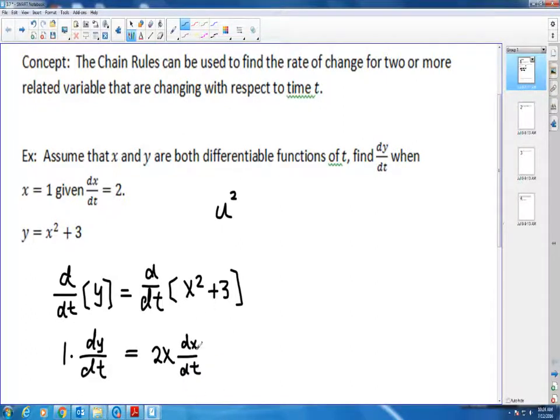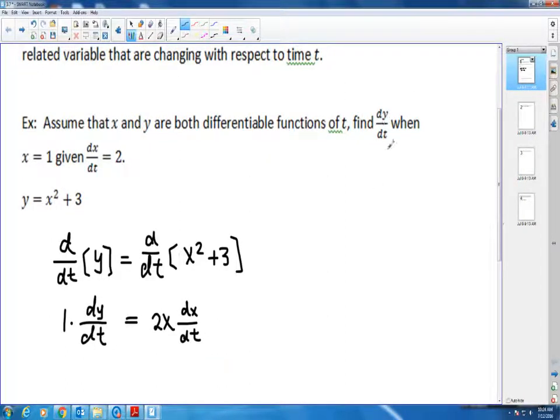A lot of the time when I write dx/dt, in a way I'm telling you that I just took a derivative of x with respect to time. Even though the variable doesn't match up, I can use the chain rule to help me write it out like this. Plus the derivative of 3, which is 0. 0 times d/dt is still going to be 0.